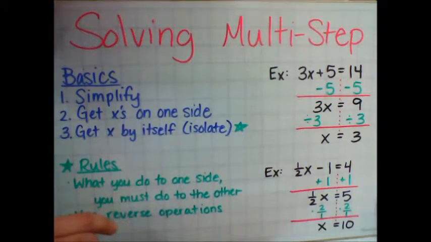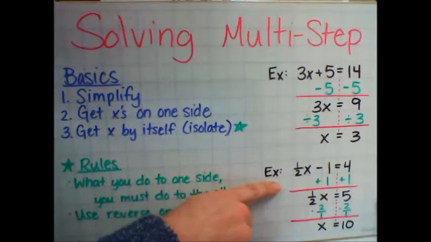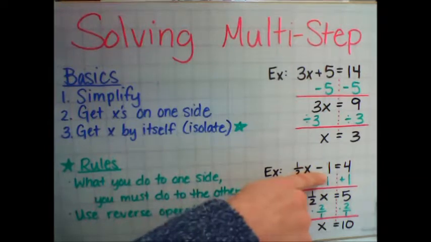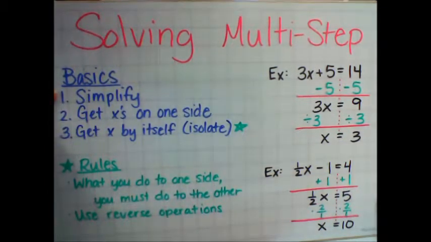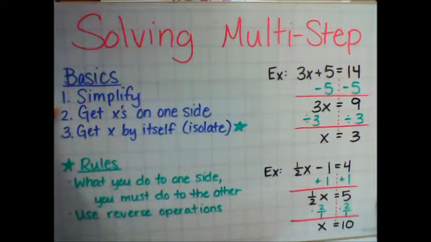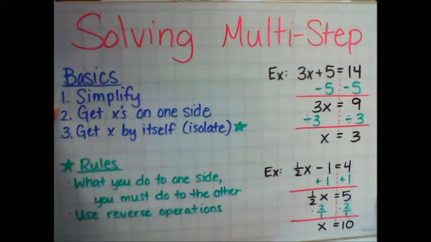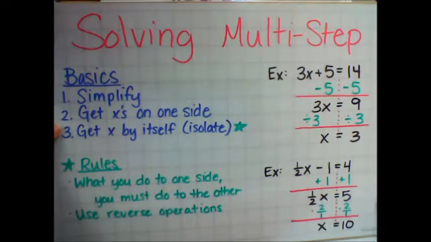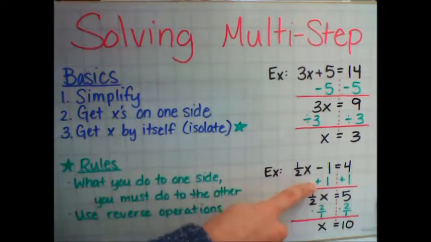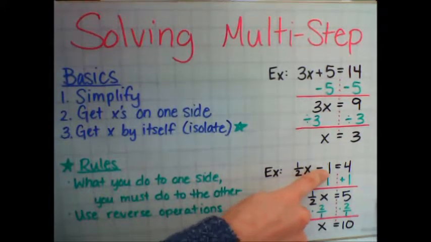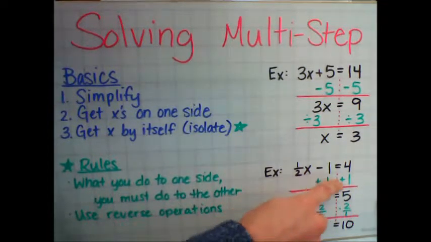Let's look at our second example. Our second example says 1/2 x minus 1 equals 4. I don't need to simplify either side. My x is only on one side. Now I need to get the x by itself using reverse order of operations. I need to undo any addition or subtraction first. Since it says subtract 1, I need to undo it by doing plus 1.